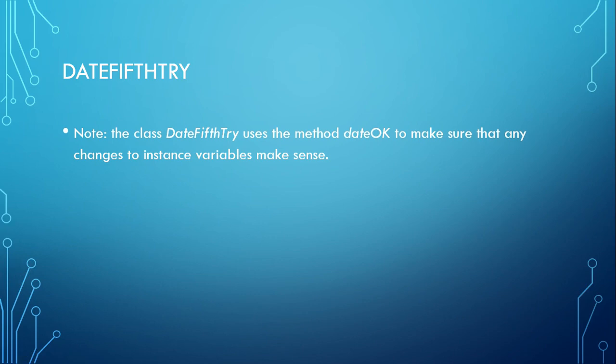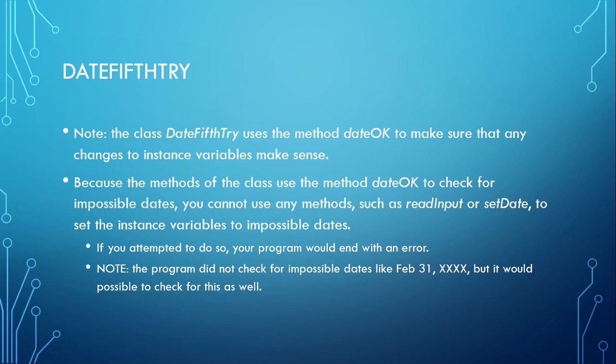All right, so let's talk a little bit more about Date fifth try. You'll note that the class DateFifthTry uses the method dateOK to make sure that any change to the instance variables makes sense. As I mentioned previously, if you were paying attention, the purpose of that method is to check that the date format is correct. Because the methods of the class use the method dateOK to check for impossible dates, you cannot use any methods such as readInput or setDate to set the instance variables to become impossible dates.